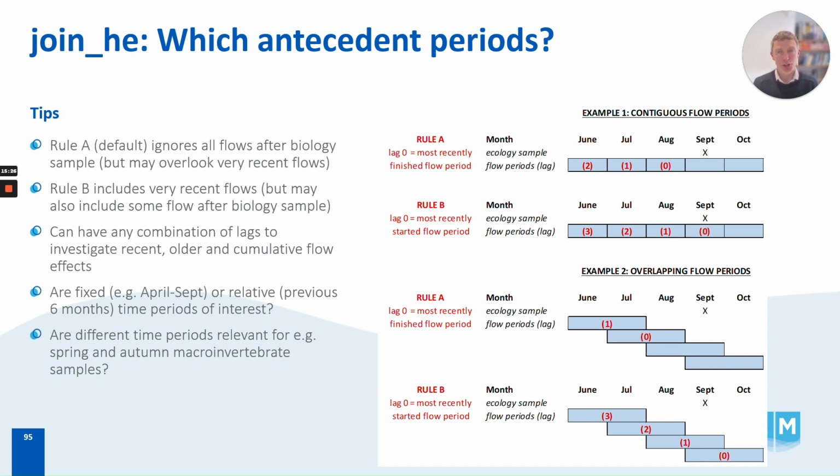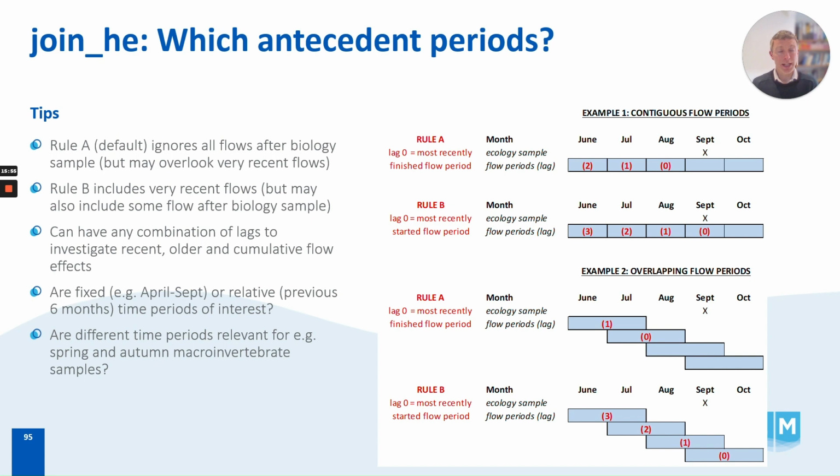We can also choose whether to define flow conditions for a fixed time period. So, for example, we might want to characterize the flows in a particular month or in a particular, say, summer time period, in which case we might use the function to join our biological sample data with the summer flow conditions that have occurred in the previous year and the year before that.